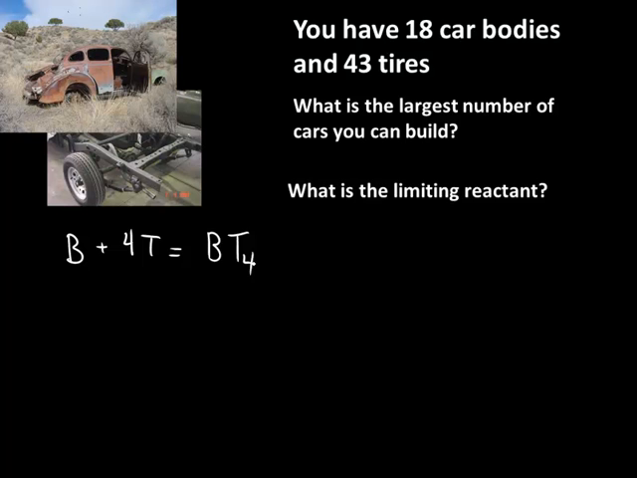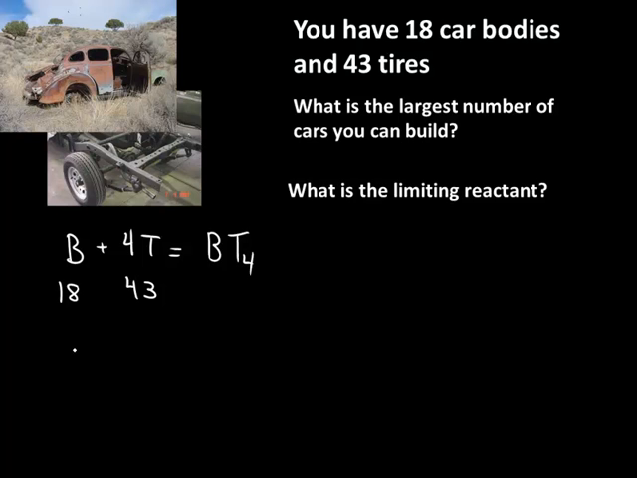And we said that we have 18 car bodies and 43 tires, and I'm guessing that you're going to be able just to look at this and see how many cars we could make. How many cars is it? 10.75, right? Or 10, because we probably can't make 0.75 cars. So we come out to something like 10 cars that we can make. But let's think about how that would look if we were actually going to write this down.